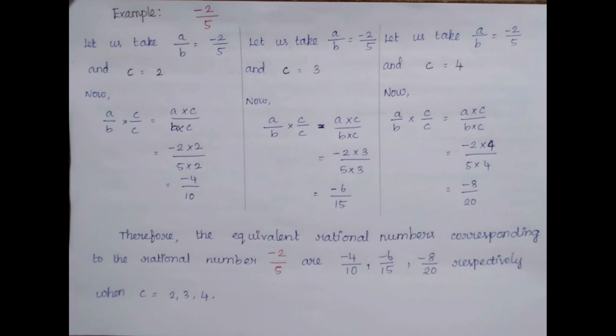That is, the equivalent rational numbers corresponding to the rational number minus 2 by 5 are minus 4 by 10 when we multiply a by b with 2, minus 6 by 15 when we multiply a by b with 3, and minus 8 by 20 when we multiply a by b with 4. This is the way to find the equivalent rational numbers for a given rational number. I hope you have all understood how to find the equivalent rational numbers.